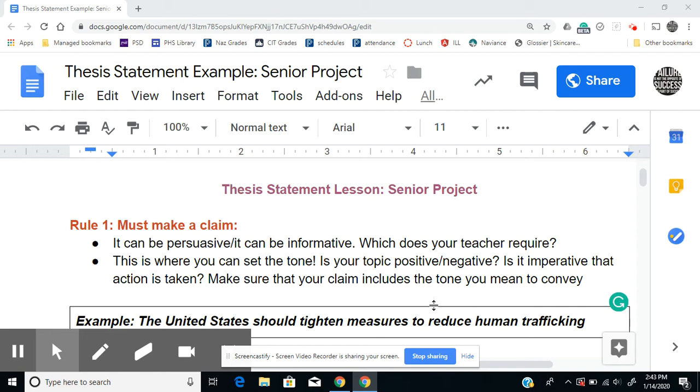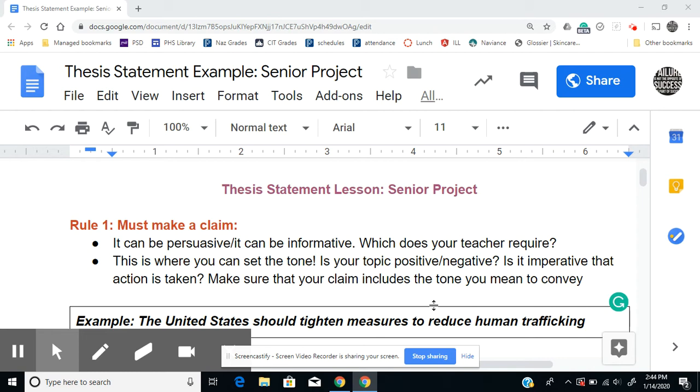It's important you know what type of writing you are supposed to be doing during your research. This is where you can set the tone. If your topic is positive and you want them thinking happy thoughts about your topic, then you might want to make sure that you're including a positive tone in the claim. Same with negative. If you want them worried or concerned about your topic, go ahead and use words that are of concern here so you set that tone.